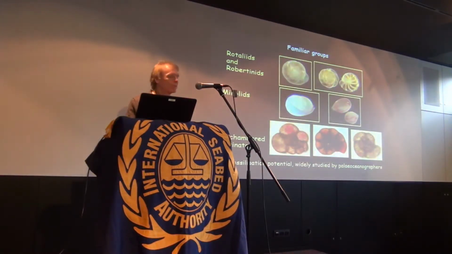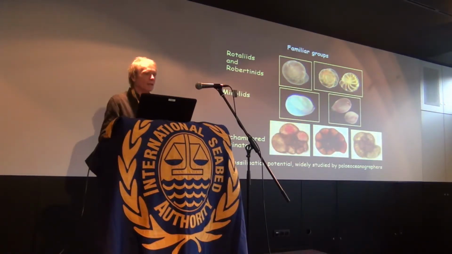First of all, the familiar groups: rotalids, robertinids, miliolids, and multi-chambered agglutinated forms. These have a high fossilization potential, and because of that, they've been widely studied by paleoceanographers and micropaleontologists. This is why these are well known. Because they're important in the fossil record, they're important for reconstructing ancient oceans and interpreting the paleoecological conditions in the past.